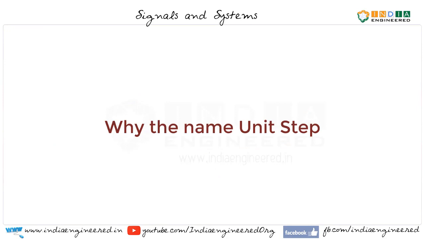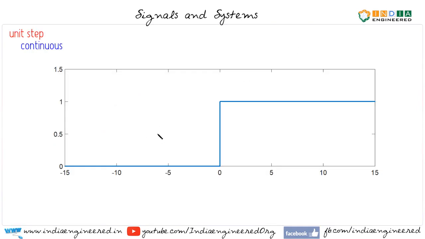Hope that you have understood why it's called unit step, because there is a step and the value of that step is 1. So it's called a unit step signal.